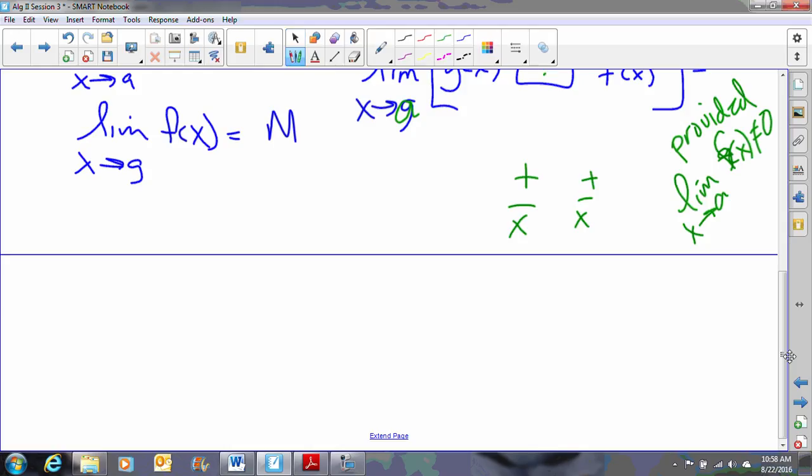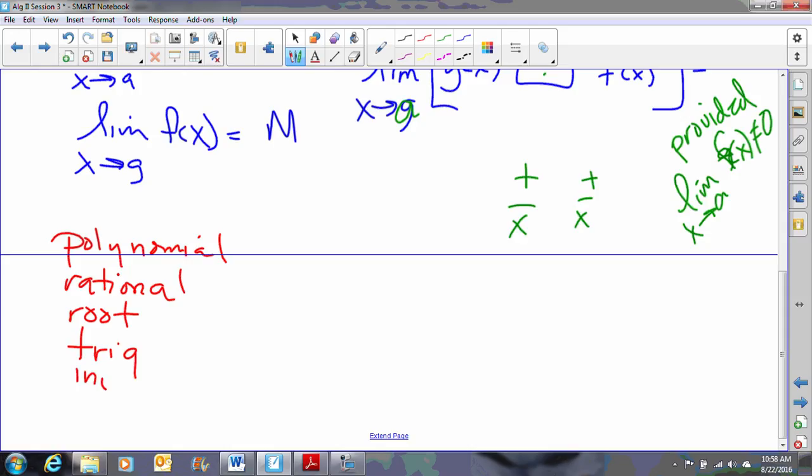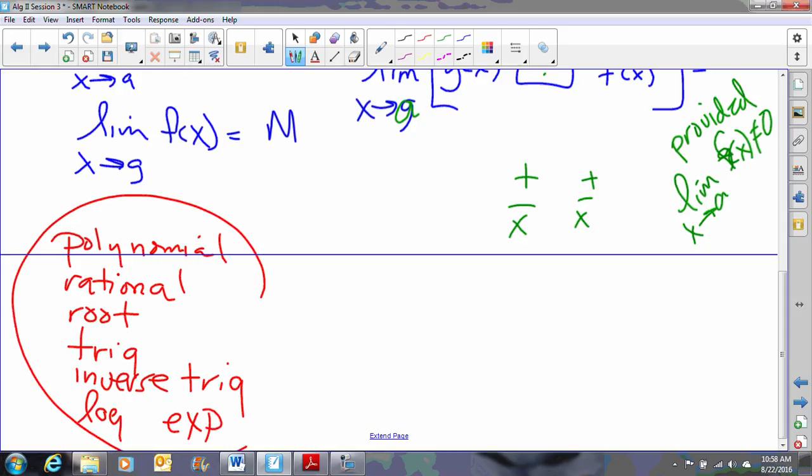Now, it turns out that the following functions: polynomial, rational, what else have we got? Root functions, trigonometric functions, inverse trig functions, logarithmic functions, and exponential functions are all continuous on their domains.